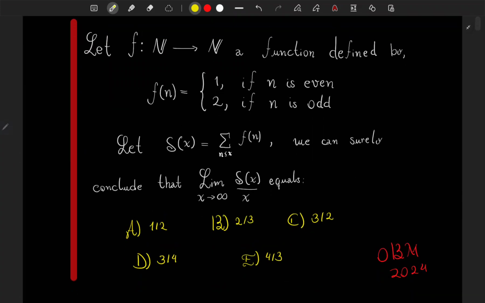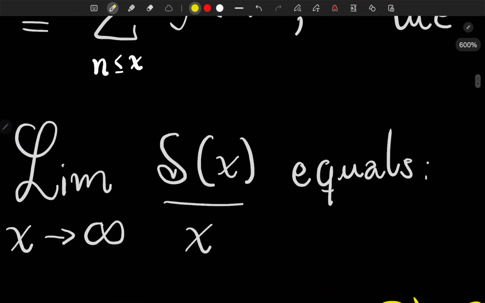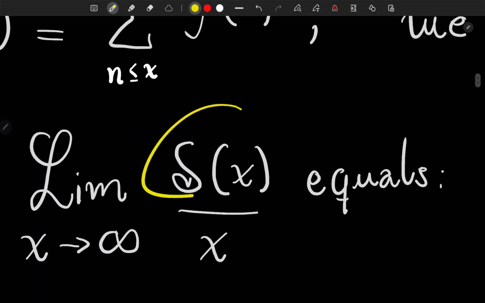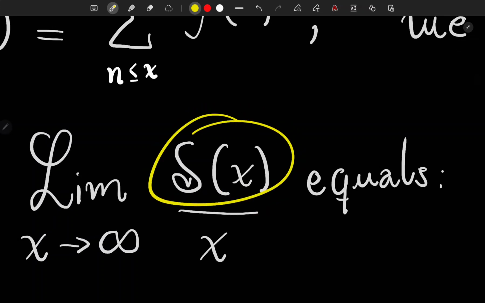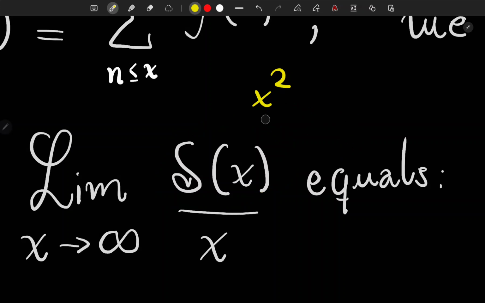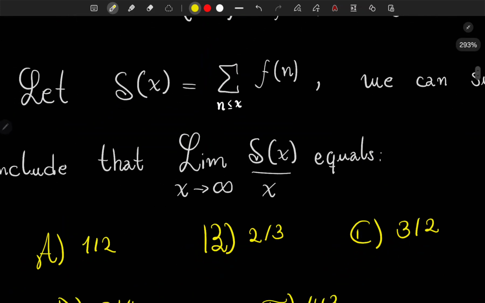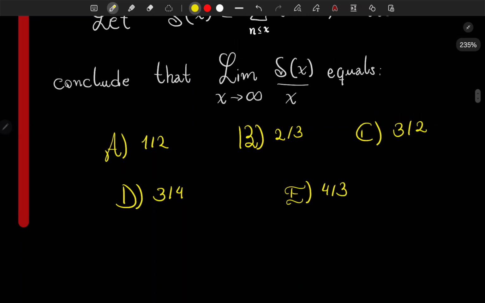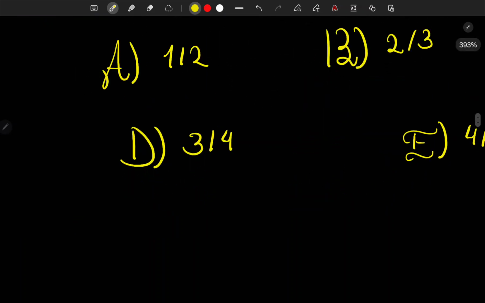What's the strategy here? The strategy is just to take this S of x and try to change it to something else, I don't know, x squared, x cubed, like half of x, so we can cancel with the x in the denominator. So let's try to find an explicit rule for S of x.